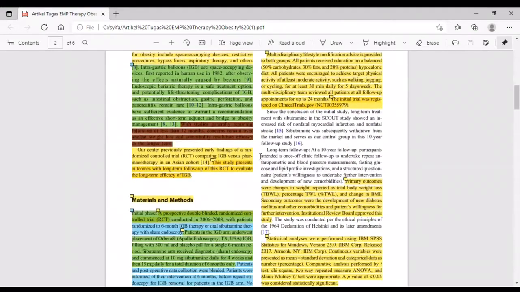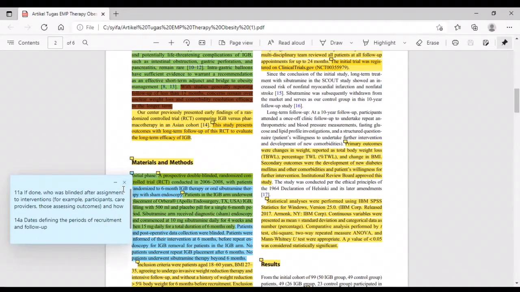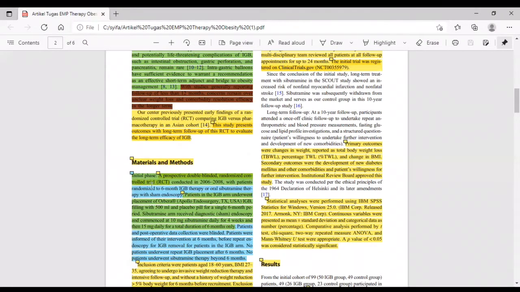Next, I will explain the checklist number 11A. The 11A checklist is whether blinding was done after assignment to intervention, for example participants, care providers, and those assessing outcomes, and how. This is shown by the initial phase, a prospective double-blind randomized controlled trial, or RCT, conducted in 2006 until 2008 with patients randomized to 6-month IGB therapy or oral sibutramine therapy with endoscopy.